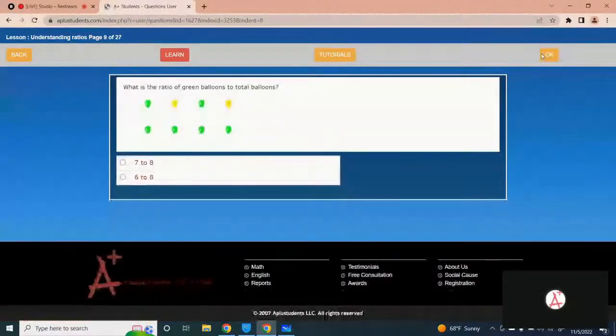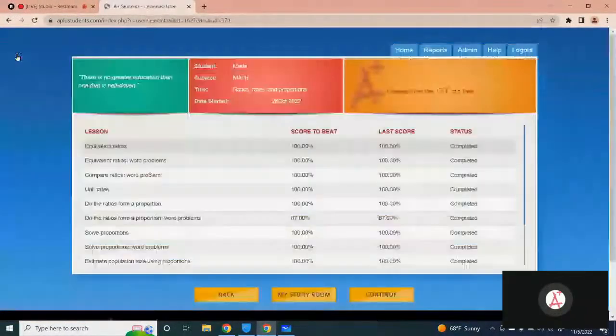What is the ratio of the green balloons to the total balloons? So how many balloons are green? One, two, three, four, five, six. Six of the balloons are green and the total balloons are 8. So it would be 6/8. Got it? Okay, you can complete the test by yourself later today. I'm just moving on to the next topic, and the next topic is the final test of the chapter.